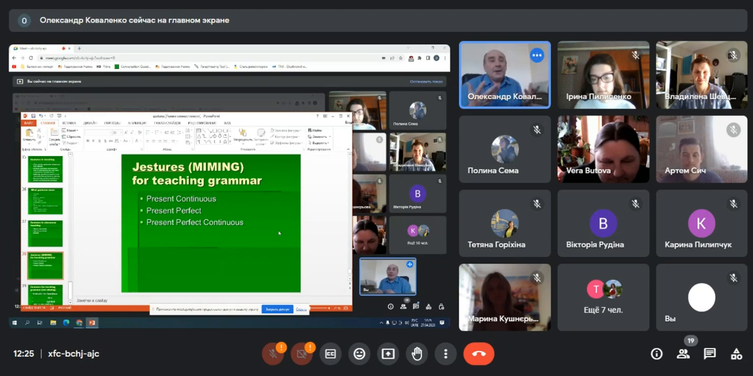Miming can be used, or should be used, for present perfect, because we can see the action. Close the book. I have closed it. Open, I have opened it. Close it, I have closed it.